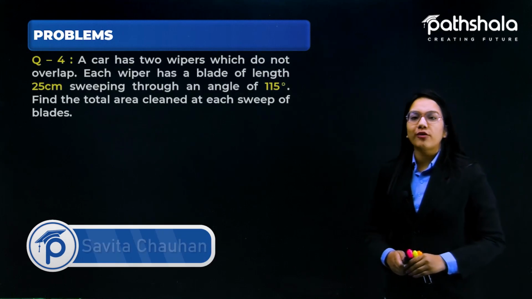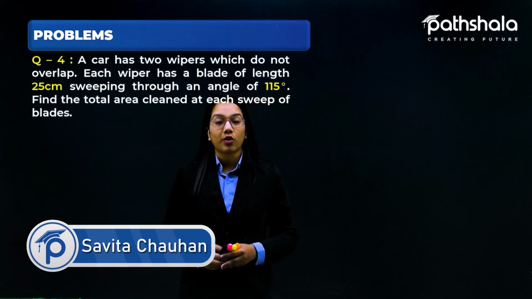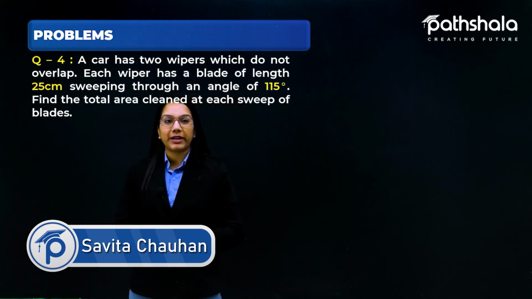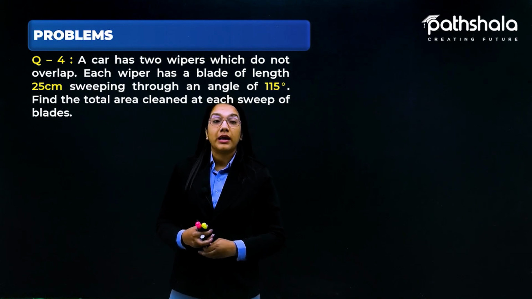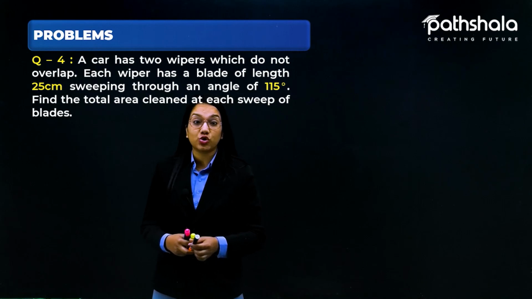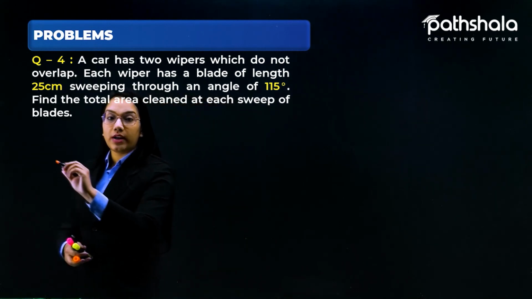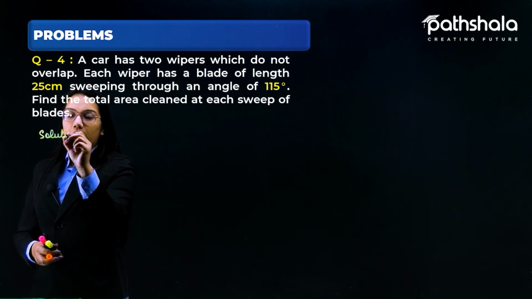Now let's move on to question number 4, which says a car has two wipers which do not overlap. Each wiper has a blade of length 25 centimeters sweeping through an angle of 115 degrees. Find the total area cleaned at each sweep of the blade. So let's talk about the solution of this particular question.